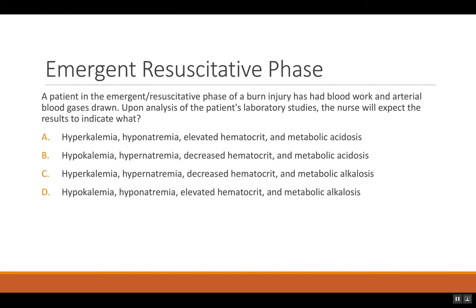So here's a question. Patient in the emergent resuscitative phase of a burn injury has had blood work and arterial blood gases drawn. Upon analysis of the patient's laboratory studies, the nurse will expect the results to indicate what? The answer is hyperkalemia, hyponatremia, elevated hematocrit, and metabolic acidosis, which are all common findings in that initial phase of a burn.